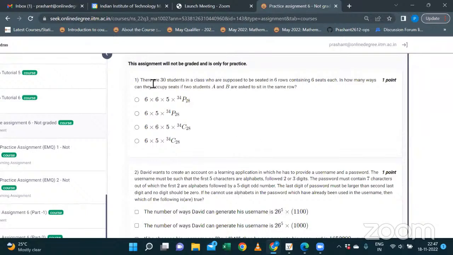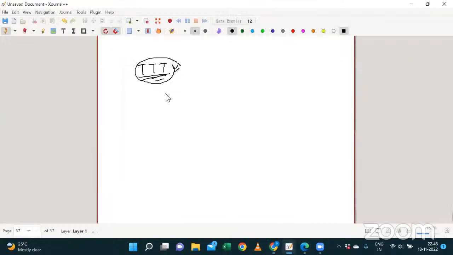There are 30 students in a class who are supposed to be seated in 6 rows containing 6 seats. In how many ways can they occupy seats if 2 students, A and B, are asked to sit in the same row? There are 6 rows. If A and B are in row 1, row 2, row 3, row 4, 5, 6, just go by the simple approach.